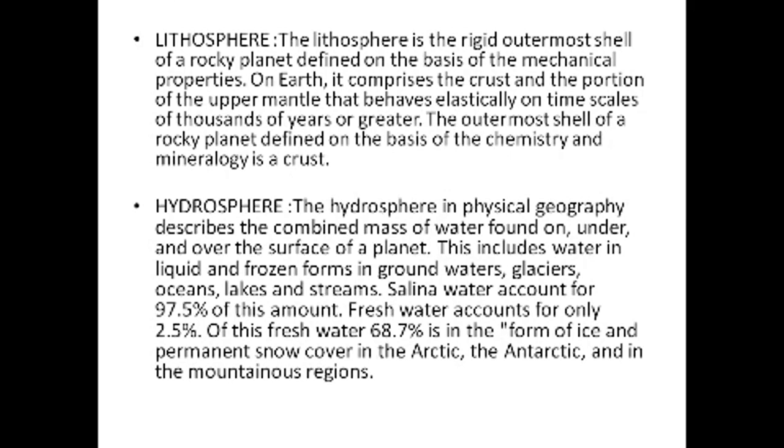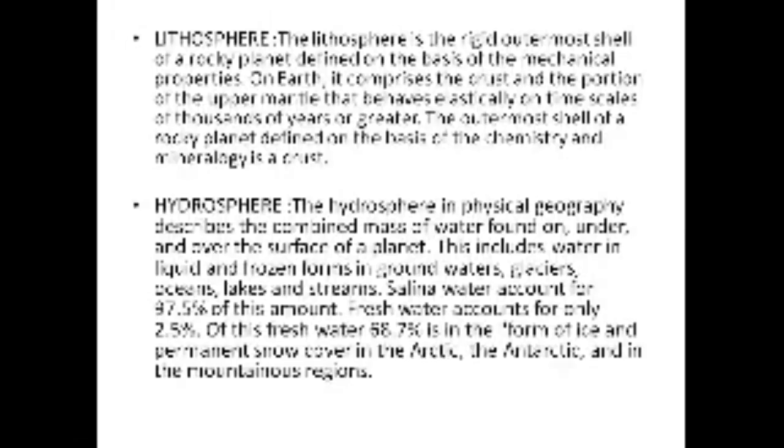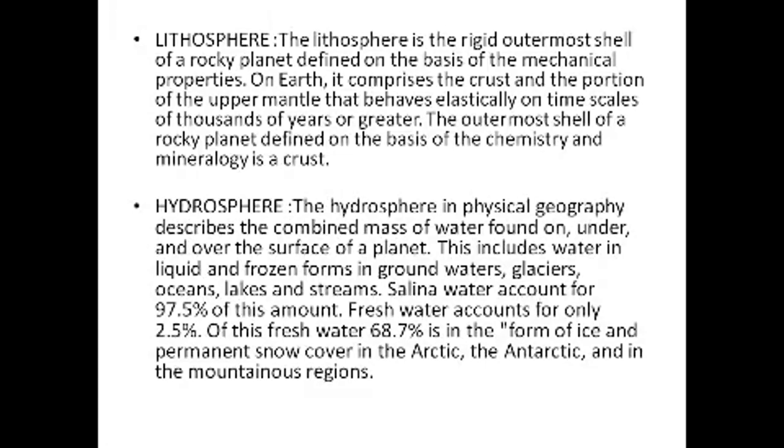Coming to the hydrosphere, in physical geography it describes the combined mass of water found on, under and over the surface of a planet. This includes water in liquid and frozen forms in groundwater, glaciers, oceans, lakes and streams. So hydro, just now we learned, what does hydro mean? Water. Where is this water present? On the surface of the earth. How is it present? Sometimes in the form of glaciers, oceans, or also in the form of lakes and streams.